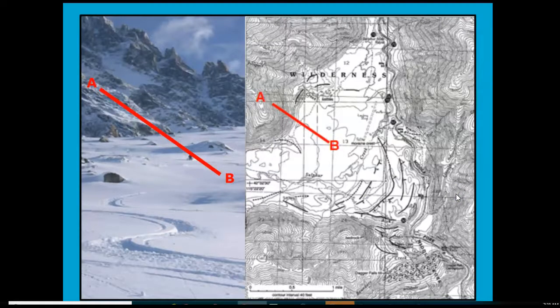So if we look here, this would be the landform. See how tightly packed the lines are here. Over in here, it's the steep mountain. And then down here, we have a flat area where it's wide open.